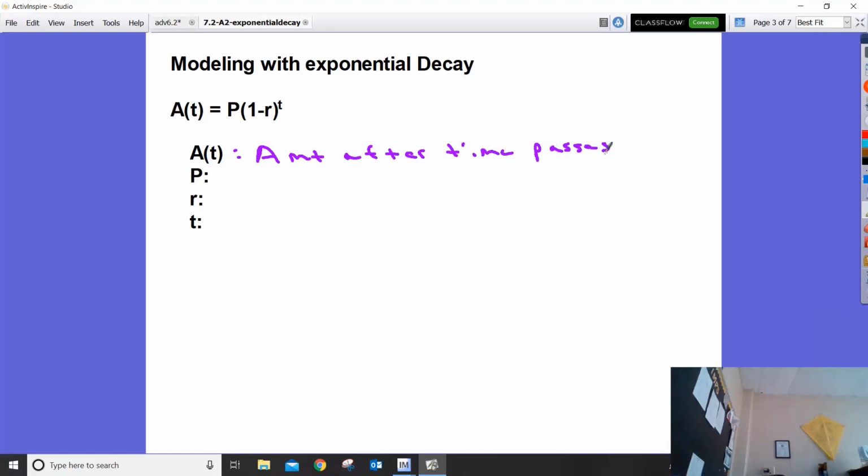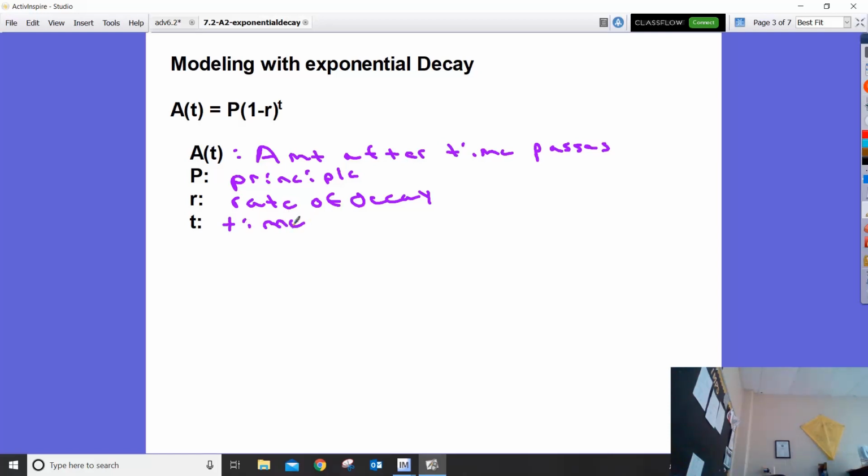What's P still going to stand for? Principal. What's principal mean to you? It's the initial amount that you have. R is still right here. It's the rate of decay. And T is still what? Time.